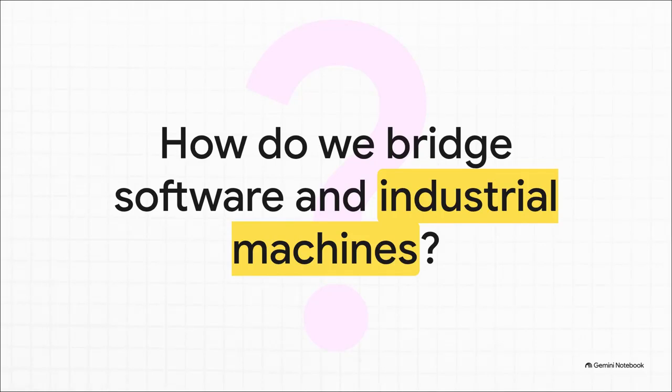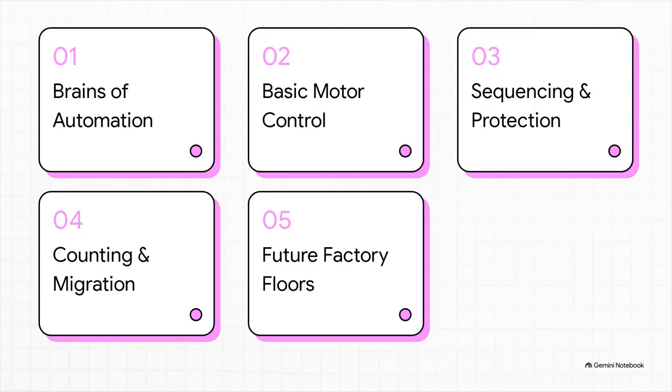There's a question that sits right at the very heart of modern engineering. How exactly do we bridge the gap between lines of software code and massive, heavy-duty industrial machines? Well, today's explainer takes what looks like a static list of repository files and translates them into a dynamic roadmap for mastering industrial control systems. We're going to see exactly how digital logic makes physical metal move. Okay, let's dive into this.